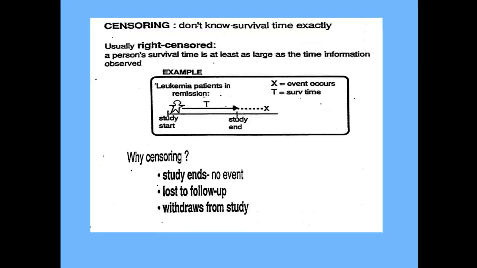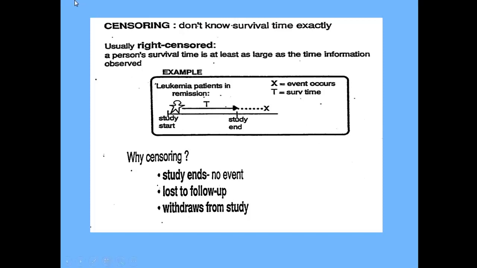Okay, now let's talk a little bit about censoring. Again, censoring generally means we don't know the survival time exactly, and there are different kinds of censoring. What we're going to deal with in this course, because there's enough to say about this kind of thing without getting into other kinds of censoring, is something called right censoring.